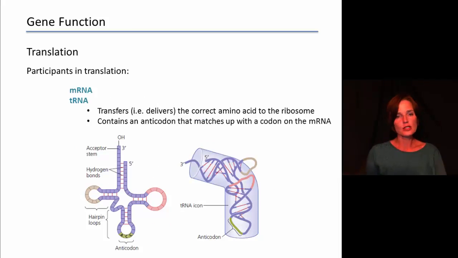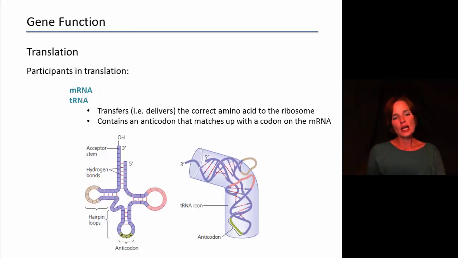Another participant is going to be a type of RNA molecule that we call transfer RNA or tRNA. The transfer RNA is, again, made up of RNA. That RNA creates a unique three-dimensional structure, which you can see in the images here. And its job is to transfer or deliver the correct amino acid to the ribosome. So it will be collecting amino acids and basically passing those off or handing them off to the ribosome.